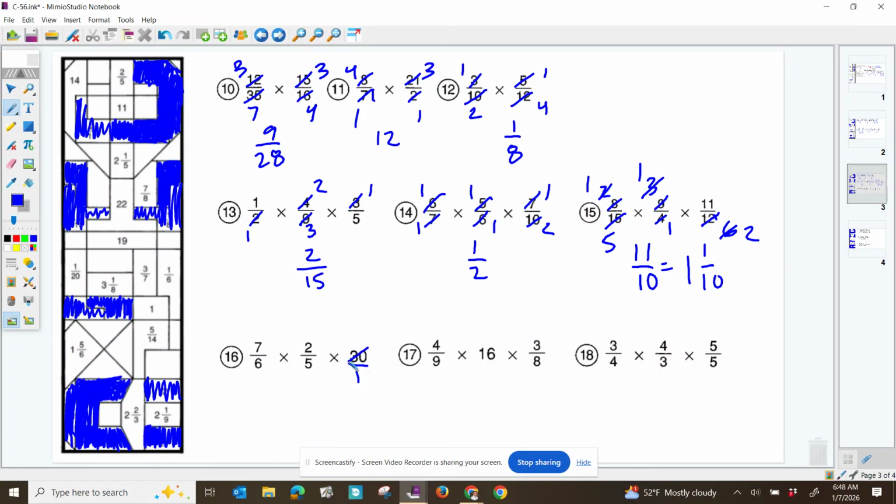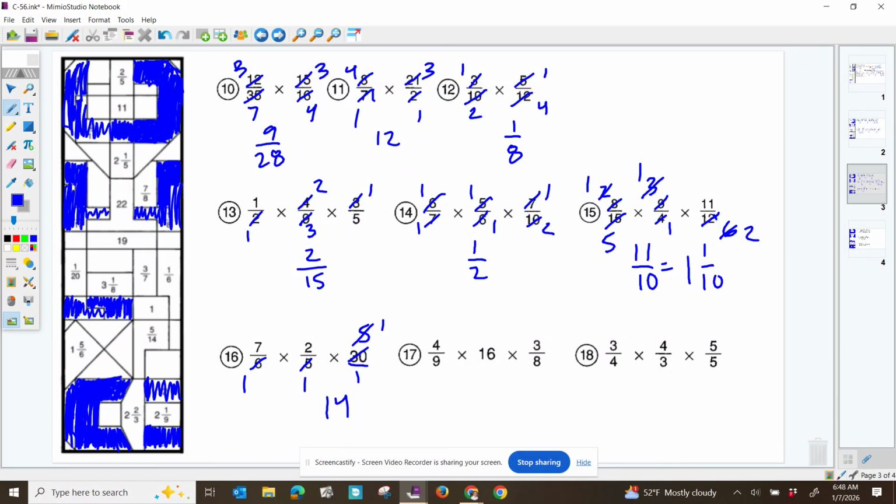30/1. Oh, 6 and 30 work well together. I'd get a 5 and a 1. 5 and 5 work well together. I'd get a 1 and a 1. There's nothing left on the bottom, so it's just 7 times 2. 14. Way up here.